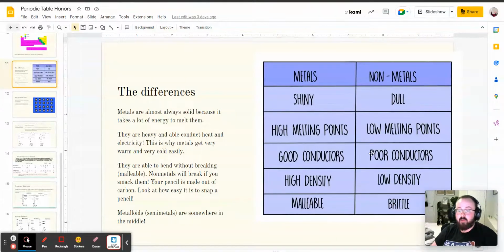And lastly, metals are malleable. The best example of this is taking a paperclip. You can very easily bend that paperclip into an entire shape. You can mold it. You can't really do that with a nonmetal. You take something like wood, it's going to snap. It takes a lot more force to snap a paperclip.